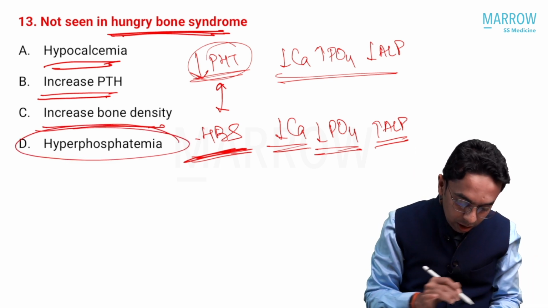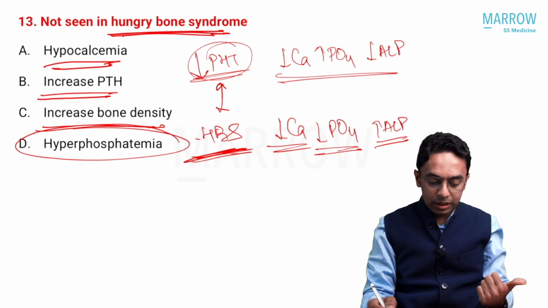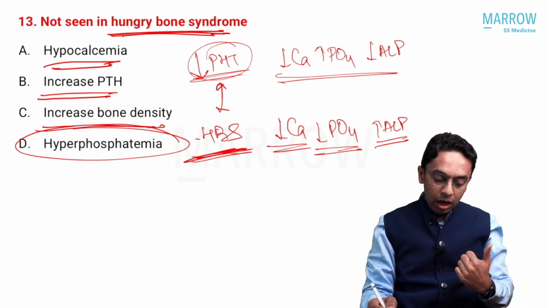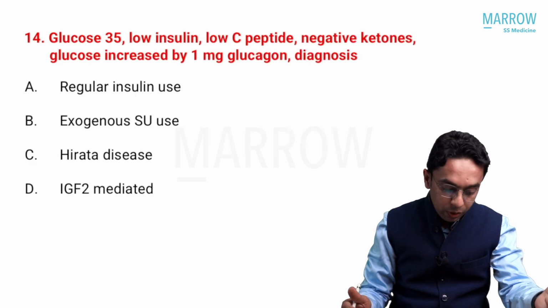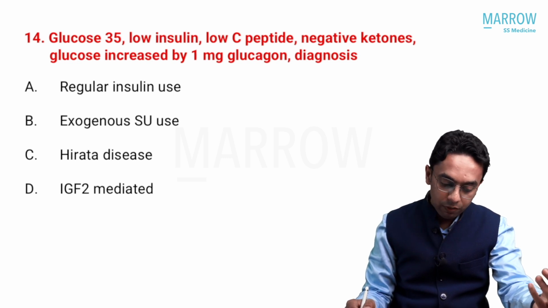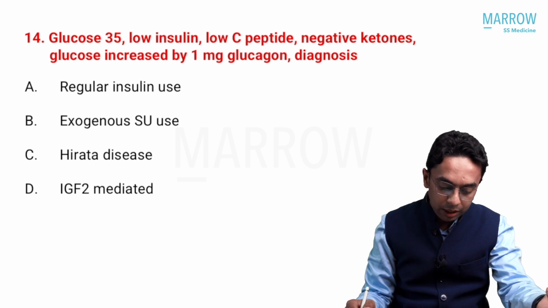Then hyperphosphatemia, obviously because the bones are now forming, so calcium and phosphate both are picked up. Patient won't have hyperphosphatemia, patient would have hypophosphatemia. Okay, that is important. Coming to question number 14, glucose is 35 with low insulin, with low C-peptide, with negative ketone, and glucose is increased by glucagon injection.